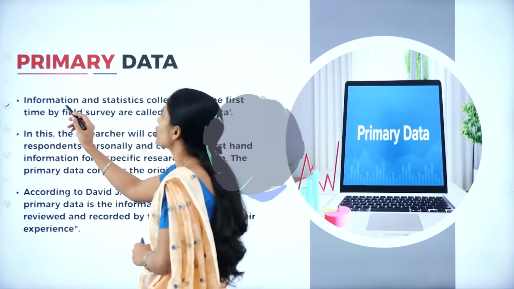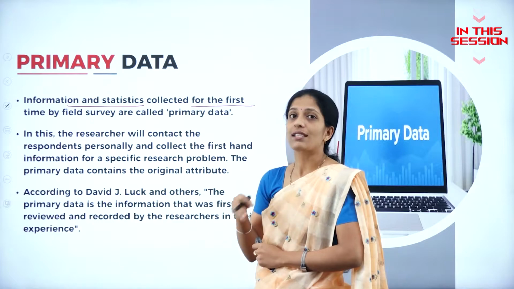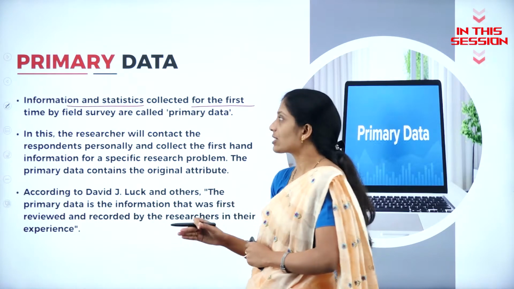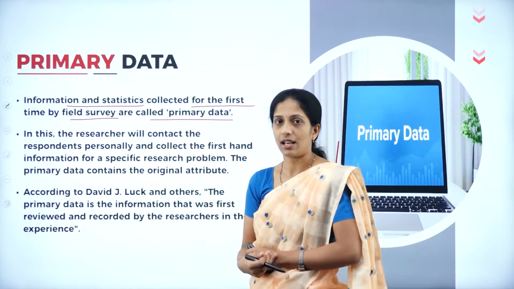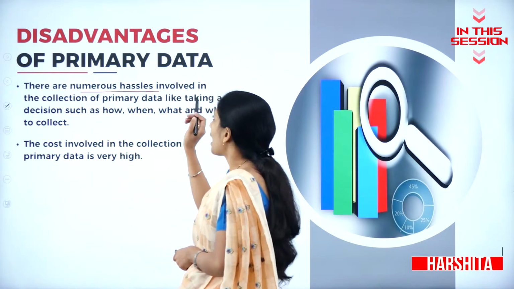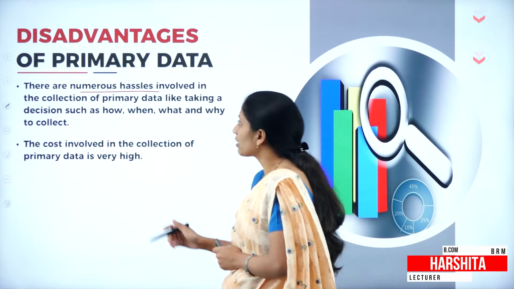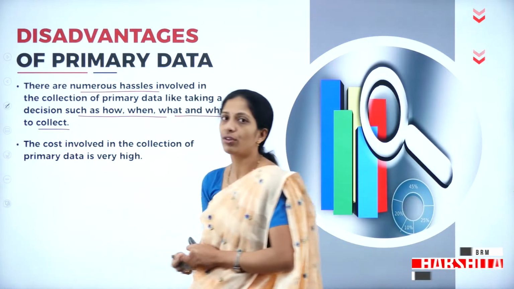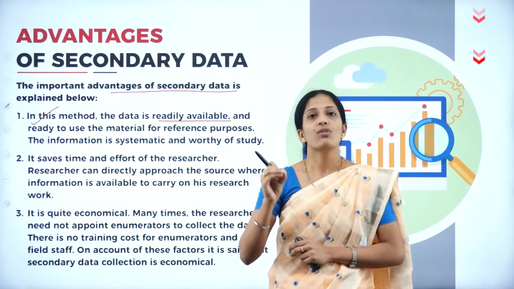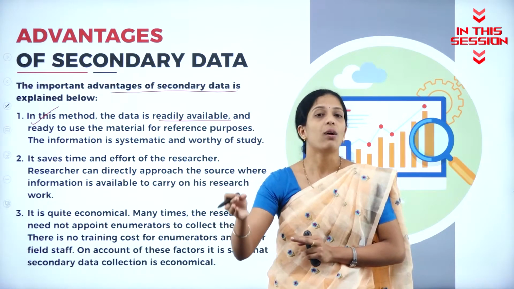So the information and statistics collected for the first time. So it is collected by the researcher for the first time by field survey are called as primary data. So there are numerous aspects involved in the collection of primary data, like taking the decision such as how, when, what and why to collect. So if we want to solve a particular problem for the first time, he has to collect all the raw data.